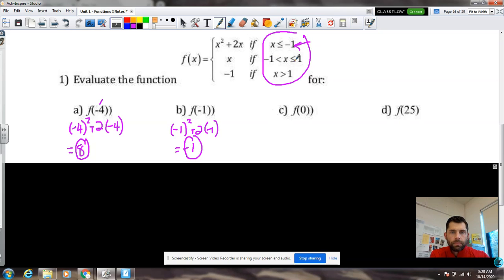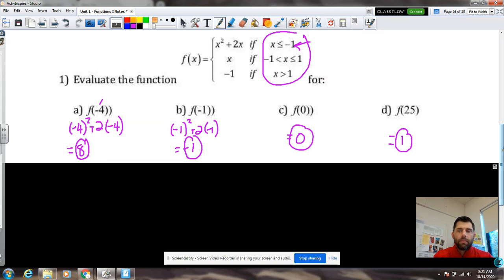F of 0, 0 falls in this middle domain, so f of 0, we just plug in 0 for x, so this is equal to 0. And f of 25, that clearly falls into my last domain, so the rule is f of x is actually just a constant, it's just -1 anytime x is greater than 1. So this, nothing to substitute, we just know that's the rule.